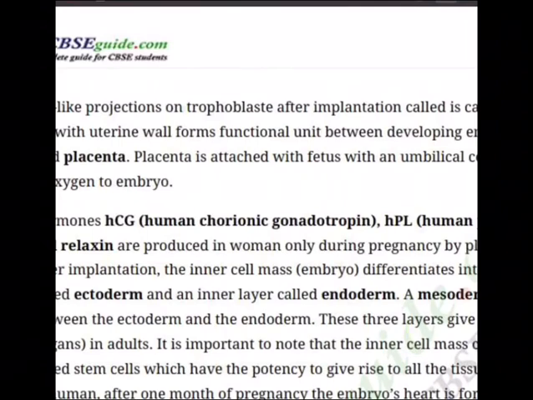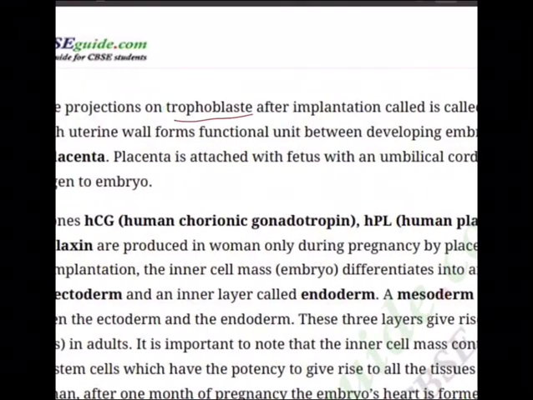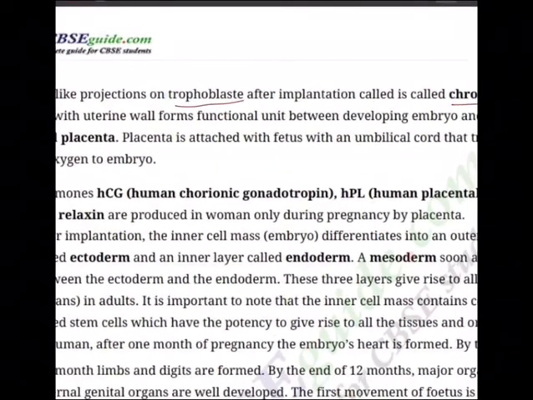So the finger-like projections on trophoblast after implantation are called chorionic villi that along with the uterine wall form a functional unit between the developing embryo and the maternal body, that is the placenta. Placenta is a tube connecting mother and the baby, and the placenta is attached with the fetus with an umbilical cord. What is the purpose of placenta? To transport food and oxygen to the growing embryo.